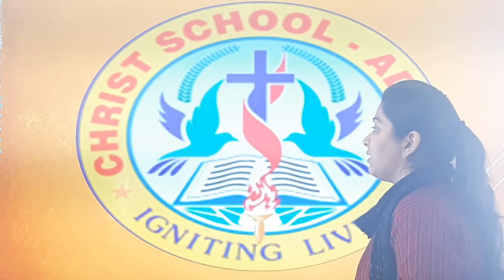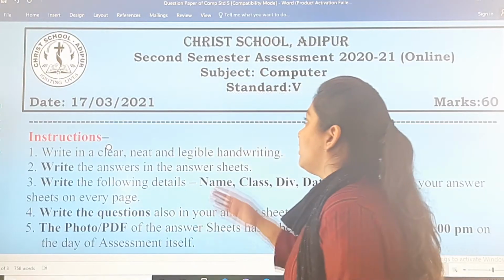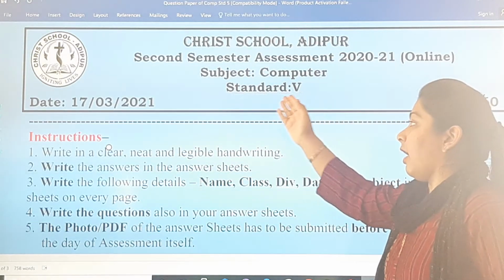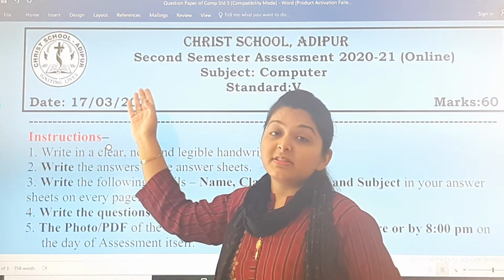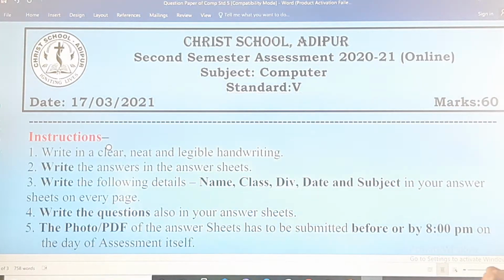Dear children, as you all know, today is your computer assessment. So, we will read the question paper, we will know it and understand it. Let's see the question paper. This is your second semester assessment, subject computer, standard 5th, today's date 17th March 2021 and total marks 60.